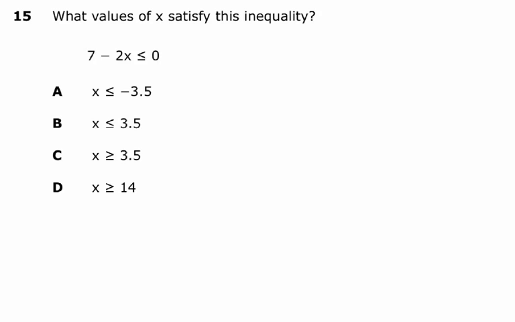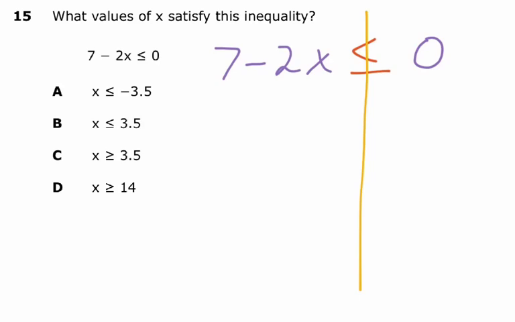Question 15. What values of x satisfy this inequality? So we get this one variable two-step inequality this time, 7 minus 2x, and it is less than or equal to 0. So I'm going to draw our line here, solve this out.